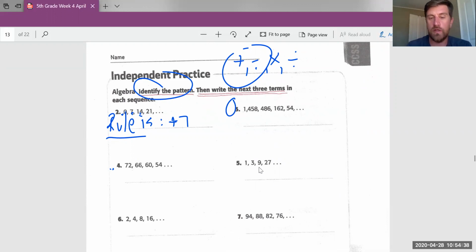Now, this one, number 5, let's help out here. If I say the rule is, going from 1 to 3, add 2, that means I add 2 to 3, and that would give me 5. So I know this is not the rule anymore, because it's not there. Now I need to figure out what else that rule could be, and I have to look at all those numbers. Guys, I have the most faith in you.